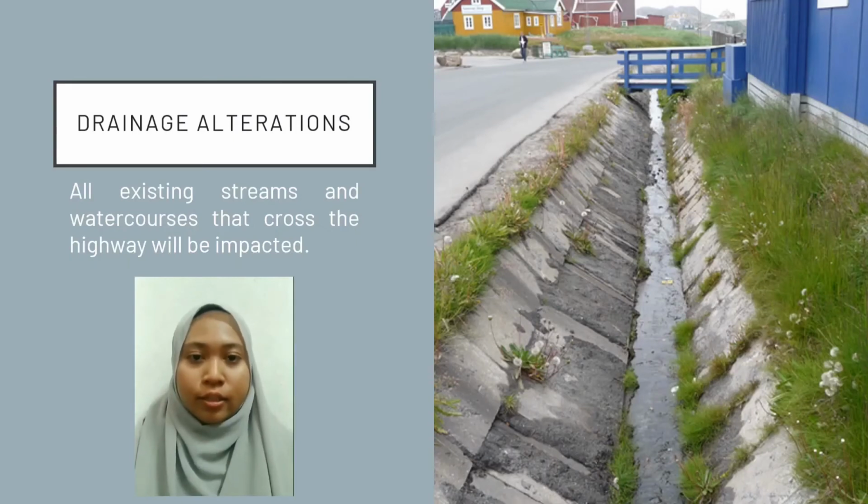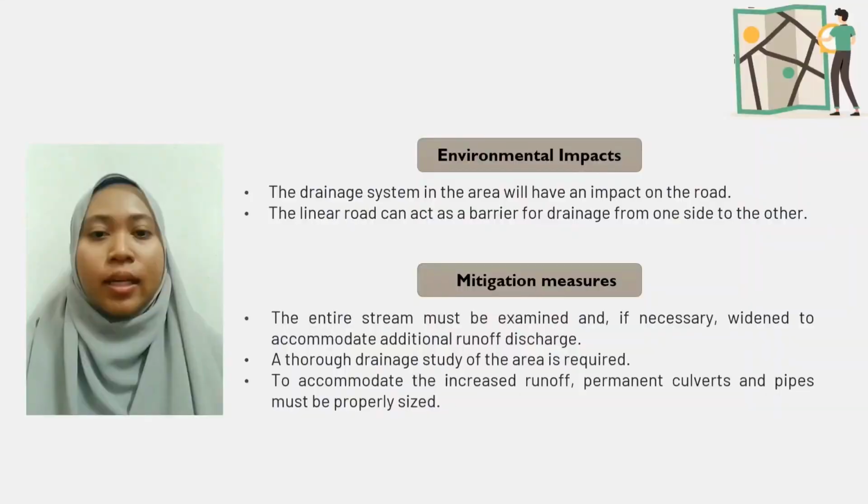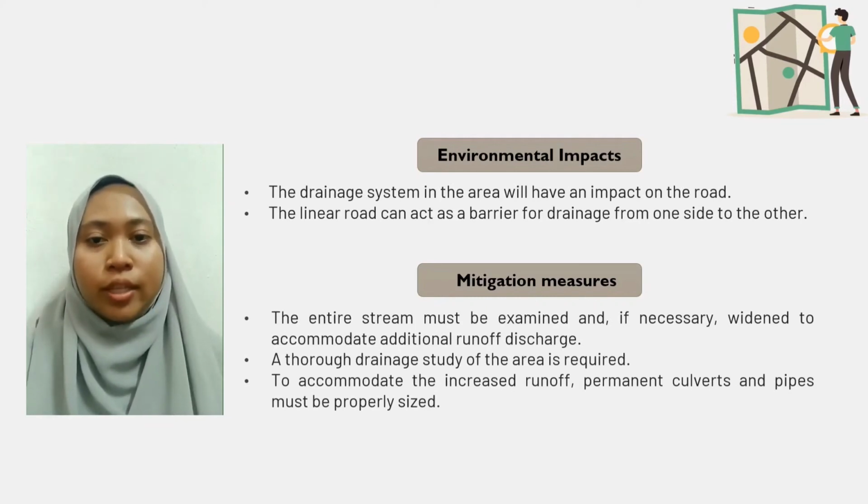Lastly is drainage alteration. All the existing streams and watercourses that cross the highway will be impacted. The alterations of the drainage will cause environmental impacts because the drainage system will have an impact on the roads. Like if it has poor drainage system, it can cause floods. Also, the linear roads can act as a barrier for drainage from one side to the other, but this can damage the habitats of the animals too.